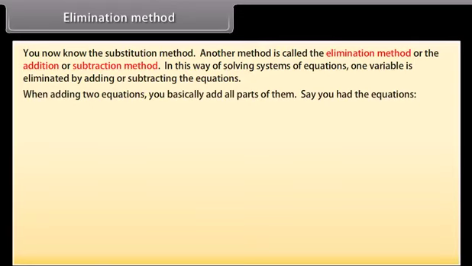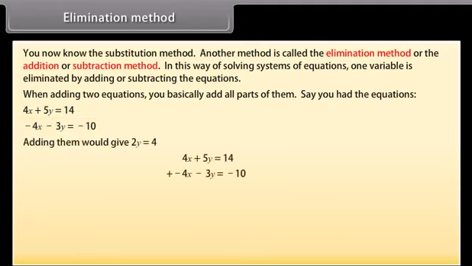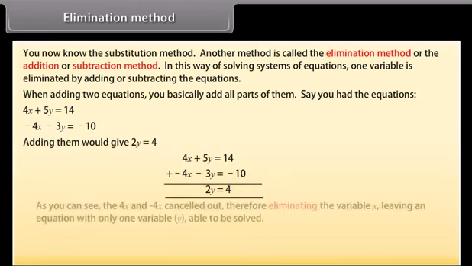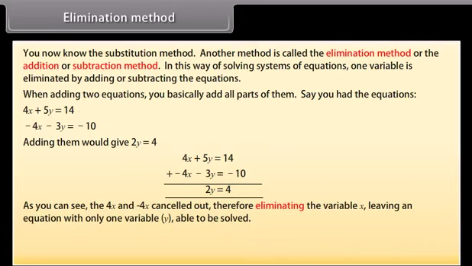Say you had the equations 4x plus 5y is equal to 14. Minus 4x minus 3y is equal to minus 10. Adding them would give 2y is equal to 4. As you can see, the 4x and minus 4x cancelled out, therefore eliminating the variable x, leaving an equation with only one variable y able to be solved. 2y is equal to 4. y is equal to 2.